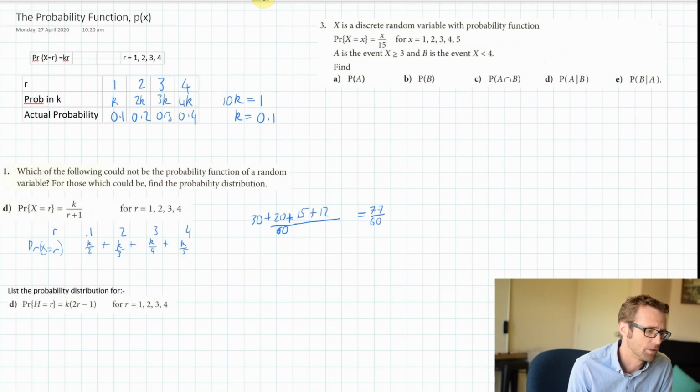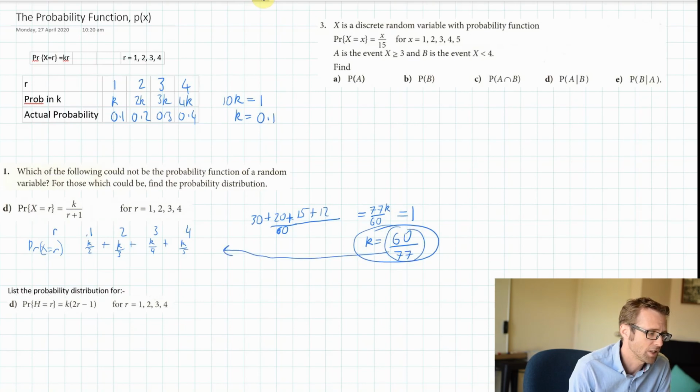Okay, so we've got 77k over 60, and that must be equal to 1, using our rule that all the probabilities must add to 1. So therefore k is going to be equal to 60 over 77. I just multiply both sides by 60, then divide by 77 to get k by itself. And at that point, I can now put this value into here. So 60 over 77 divided by 2 will give me 30 over 77.